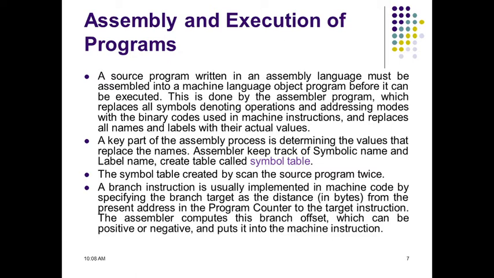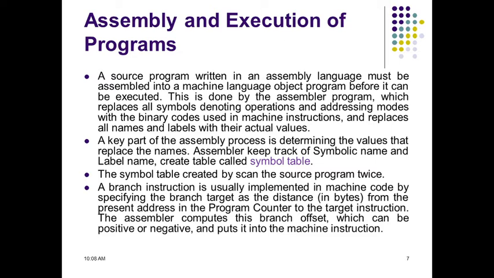As I have already discussed, the branch instruction is usually implemented in the machine code by specifying the branch target using the relative addressing mode, as I discussed in the previous class, right? So the assembler computes the branch offset, which is the distance to the target, the branch target, and puts it into the machine instruction. So for a branch instruction, the assembler will compute the branch offset. Branch offset is nothing but the distance to the branch target. Then it will put that branch offset into the machine instruction.